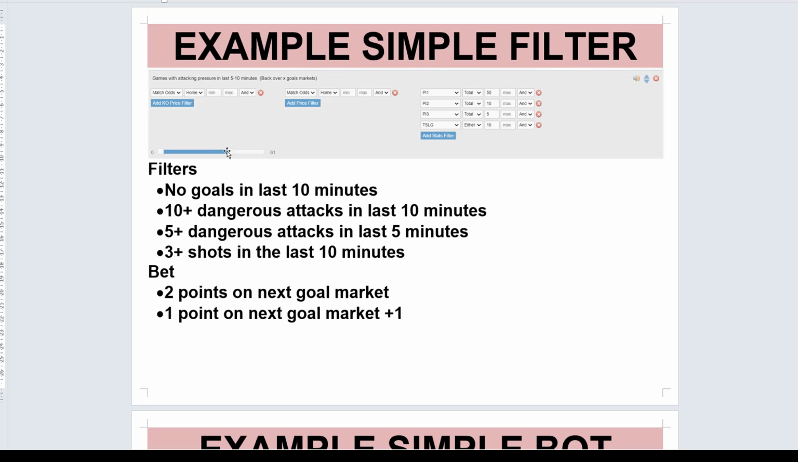And also I've set a time filter. I only want games that are up to the 61st minute, to give them time to actually score those goals. That's an example of a simple filter I could use to find games that I feel have got some attacking pressure building up.